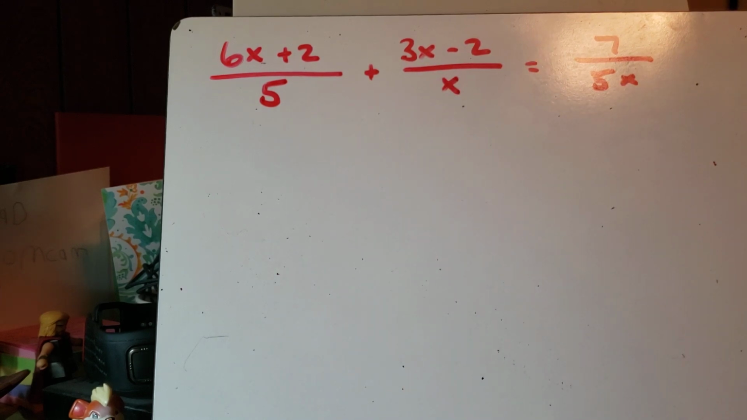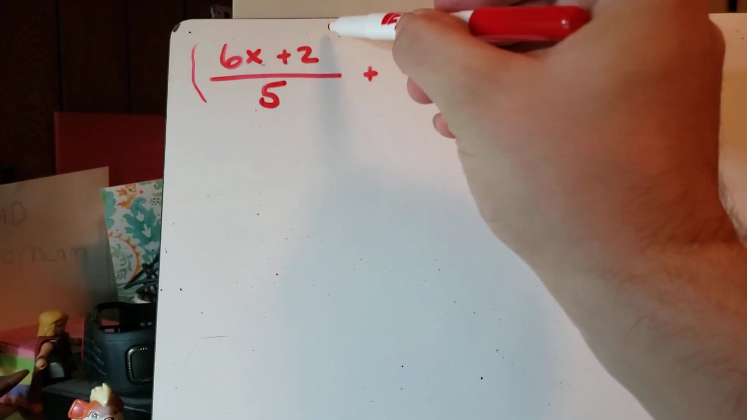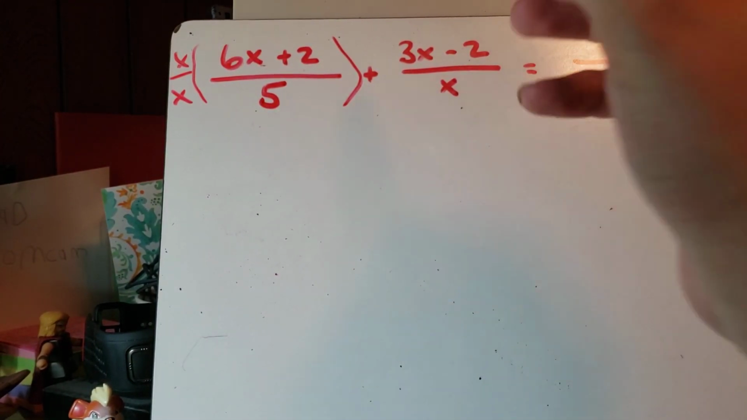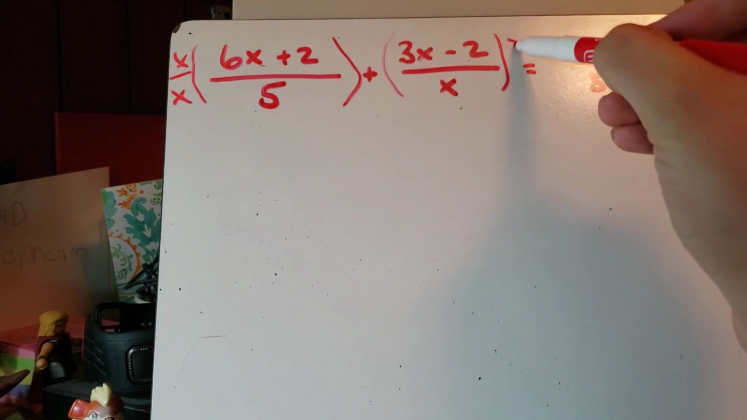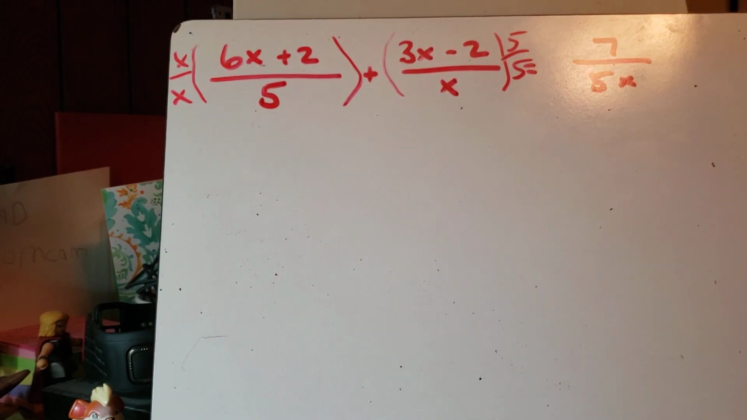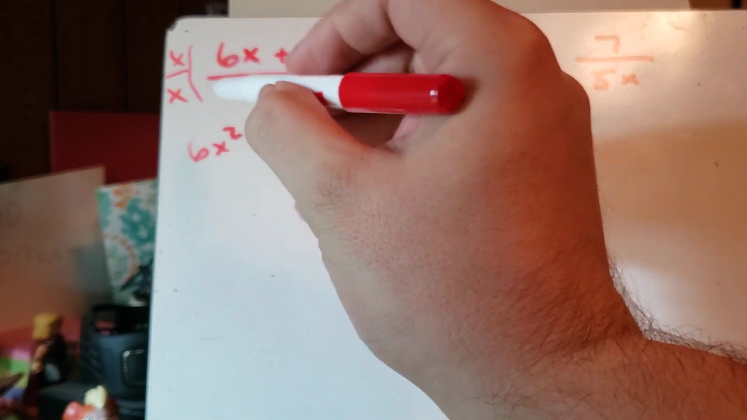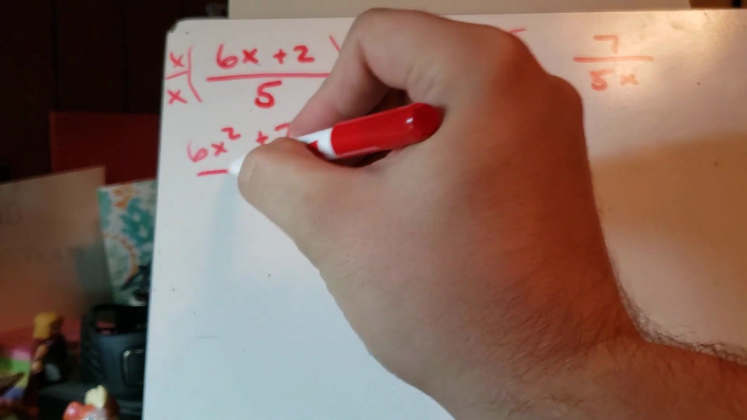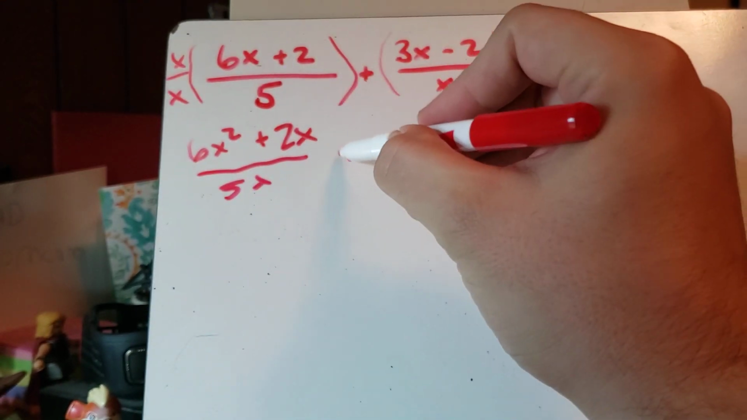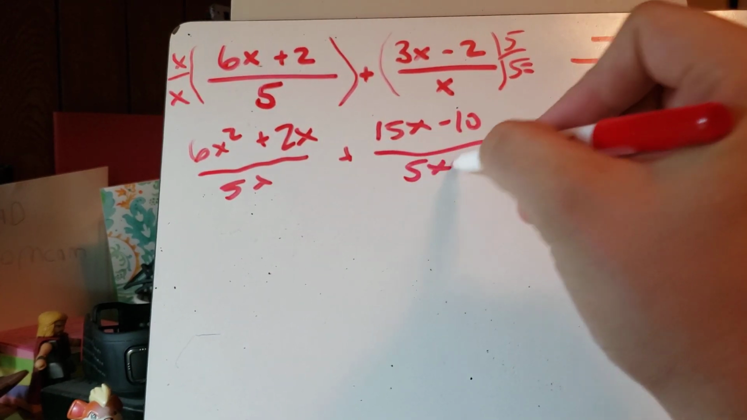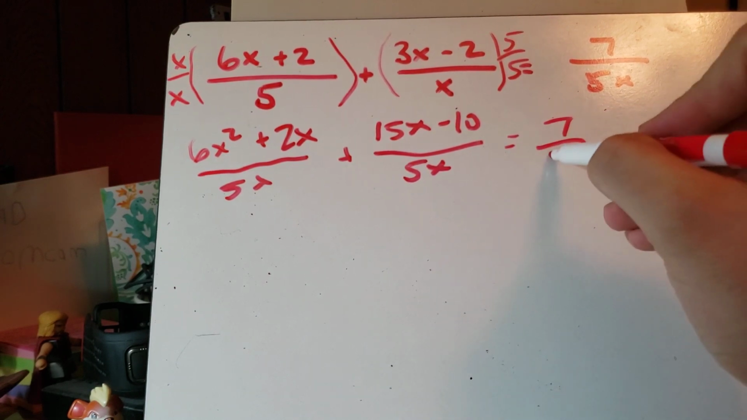So here's what we're going to do. This one here has to be multiplied by x over x, so that we have the same denominator. And this one here has to be multiplied by 5 over 5. Now what that's going to do is make this problem just a little bit more complex than we're maybe used to. We're going to end up getting 6x squared plus 2x over 5x plus 15x minus 10 over 5x, and that equals 7 over 5x.